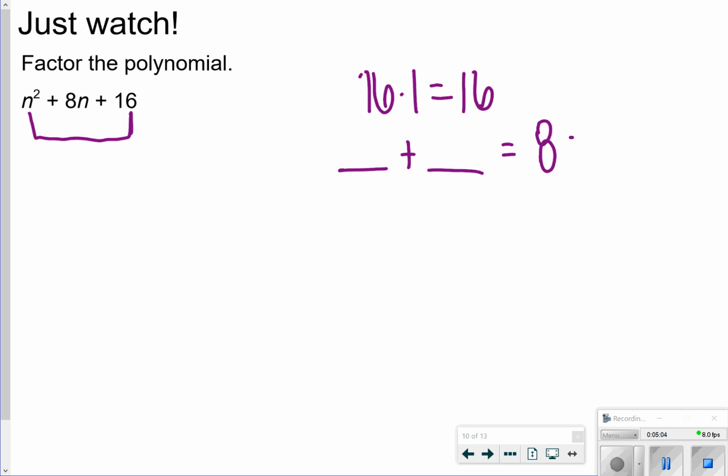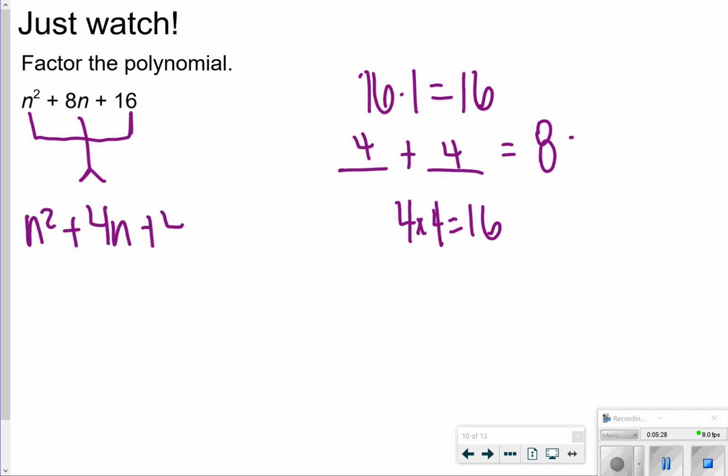I know I could do 4 plus 4 to give me 8. So that means 4 times 4 is also going to give me that 16. So my two factors I'm going to split for the 8n will be 4 and 4. So I'm going to have n squared plus 4n plus 4n plus 16.